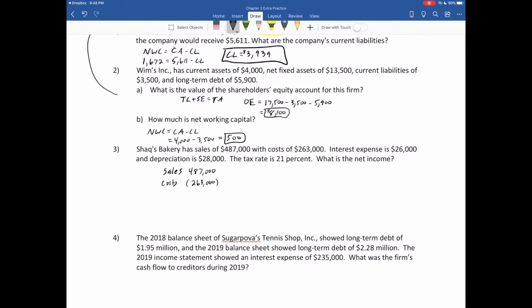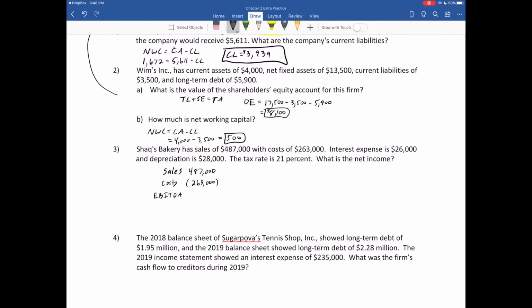Now, this is something extra for those of you that do evaluate or look at these different financial statements. Oftentimes, you will see a value or an acronym called EBITDA. EBITDA stands for earnings before interest, taxes, depreciation, and amortization.